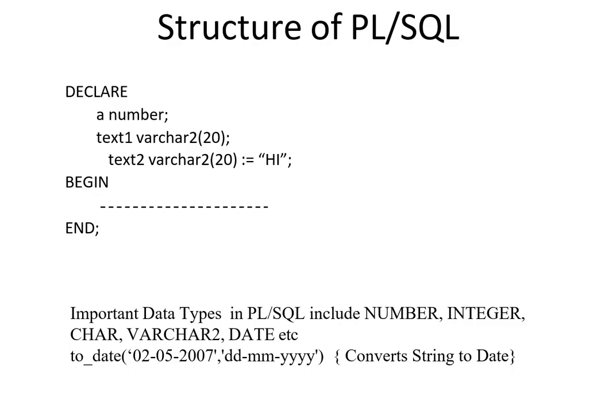So here is the structure of PL/SQL: declare a number, text version 1 varchar2 and text version 2 varchar2. Then begin, end. The important data types in PL/SQL include number, integer, char, varchar, date and so on. Date can be used for getting the date of a particular event, or a particular person's date of birth or date of joining, depending on the problem we are working on.